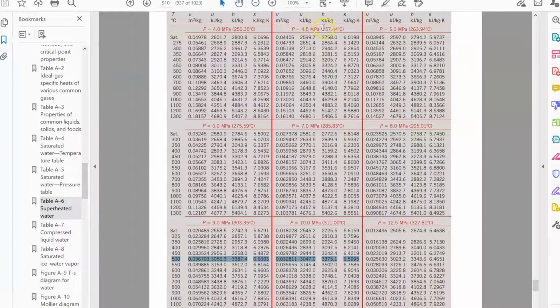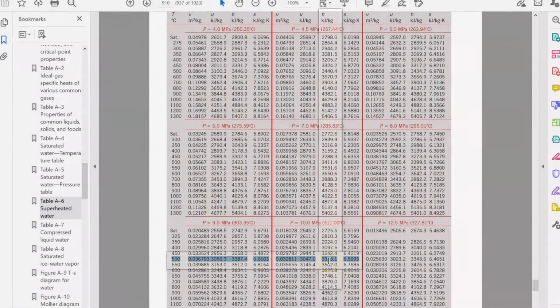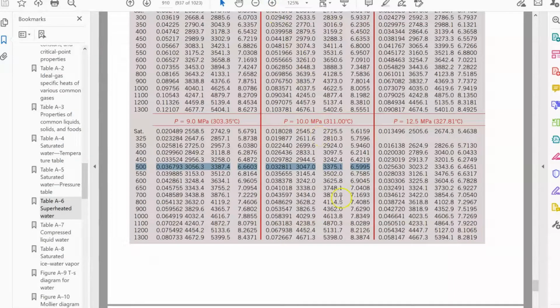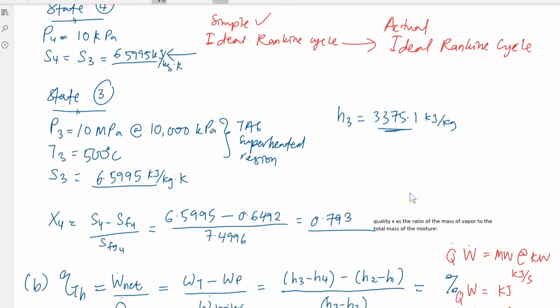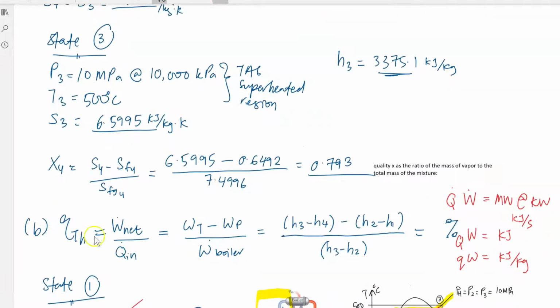So H3 lies in this column over here. At 10 megapascal and 500 degrees C, the value for your enthalpy is 3375. So let's have a look at this. We are trying to solve this question B, right?